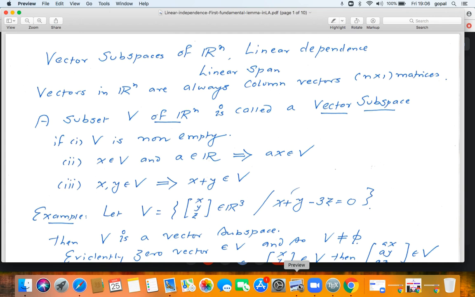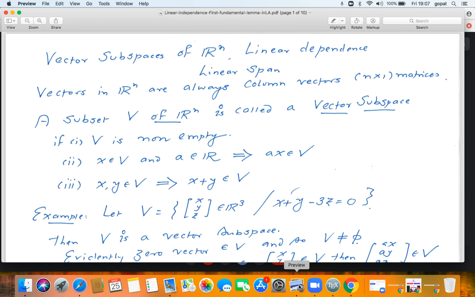So what is a vector subspace of Rn? A subset V of Rn is called a vector subspace if first of all it should be non-empty. And whenever I pick a vector X in V and a scalar A, the product A times X must be in V. We can take a vector and multiply it by a real number, right? You can take a matrix and multiply it by a real number. You simply multiply all the entries of the matrix by that real number.